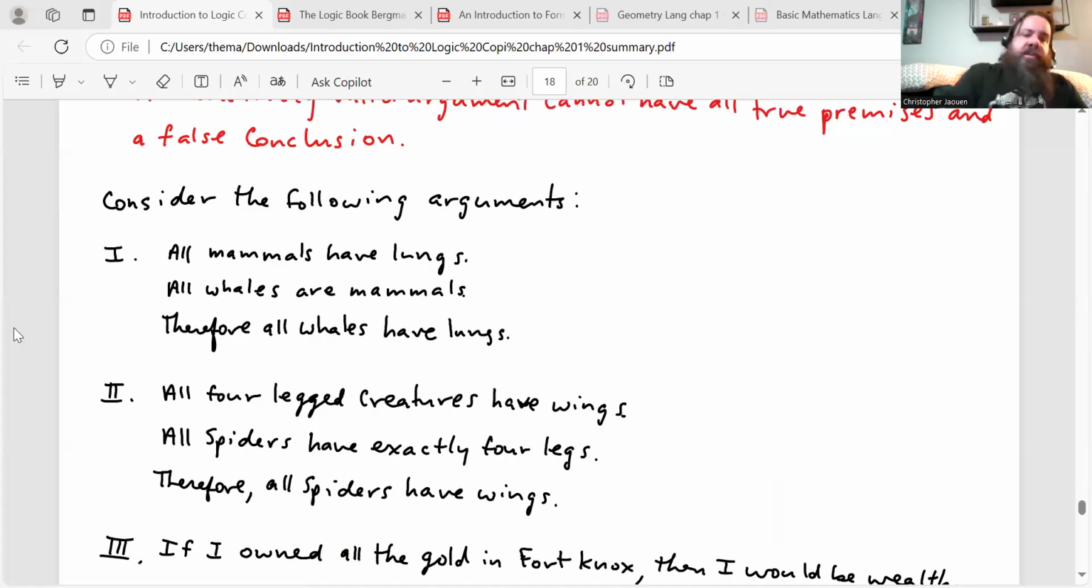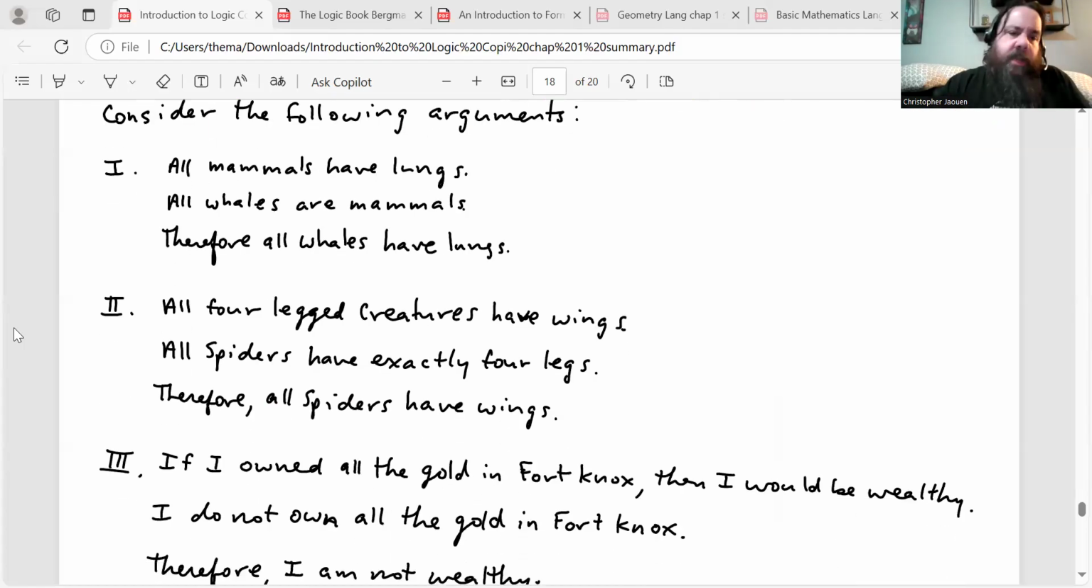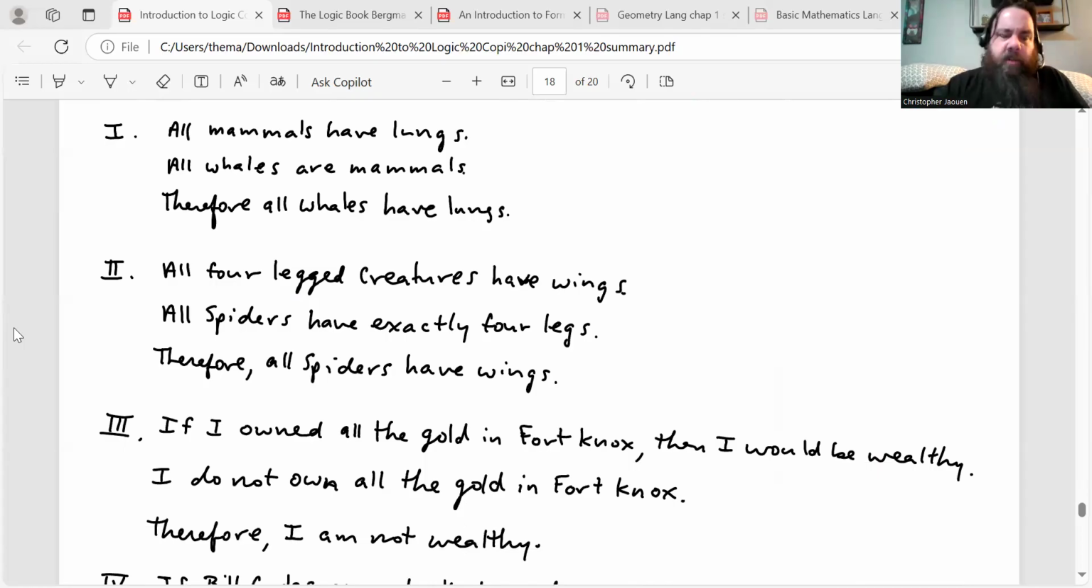Consider the following arguments. We have a few examples here. Argument 1: All mammals have lungs. All whales are mammals. Therefore, all whales have lungs. All of these are numbered for a reason you'll see in a second.